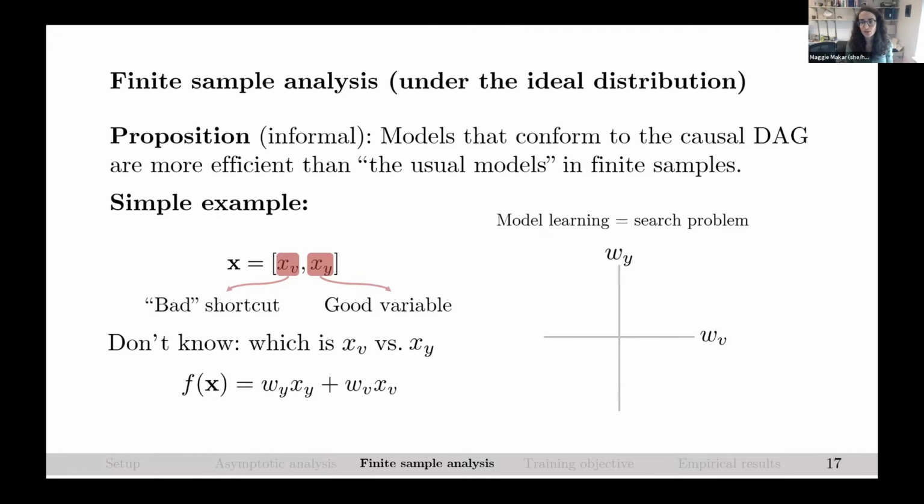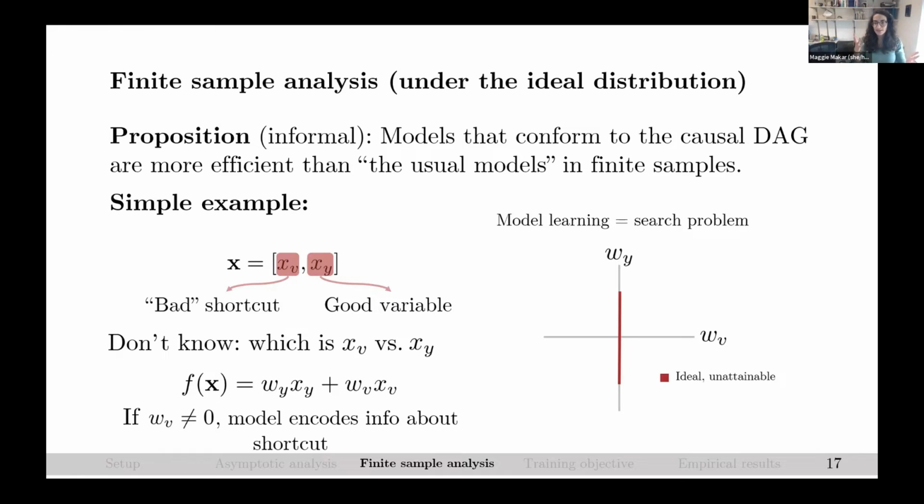So in an ideal world, we would only search over the function space that's the straight line, because this straight line is good: it sets W_V to be 0. And why is that good? Because if W_V is not equal to 0, that means the model is encoding some information about the shortcut.